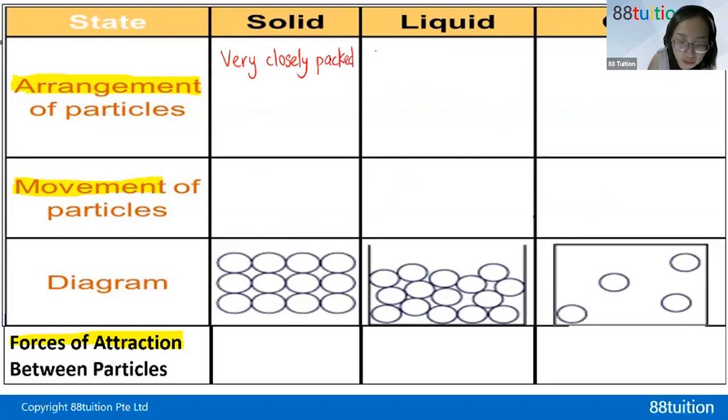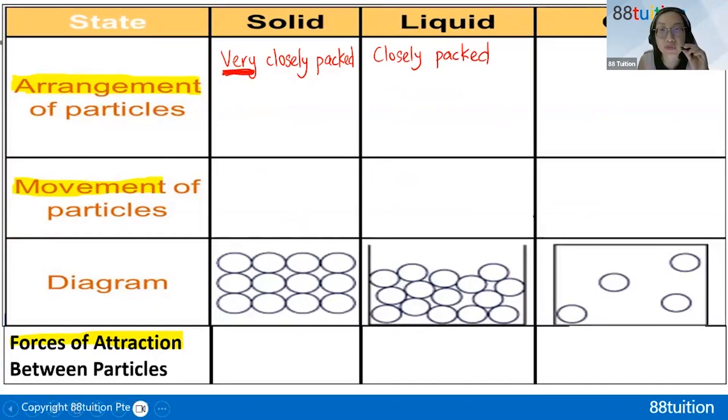Whereas liquid will be closely packed. That's how I differentiate between solid and liquid. So for solid, it's very closely packed, to differentiate between the arrangement in a solid versus a liquid. Now, this is only half the mark. If you tell me the particles in the solid are very closely packed, there is another half of the mark. Anybody can tell me? Type into the chat. There's another half of the answer missing. So what else should I write?